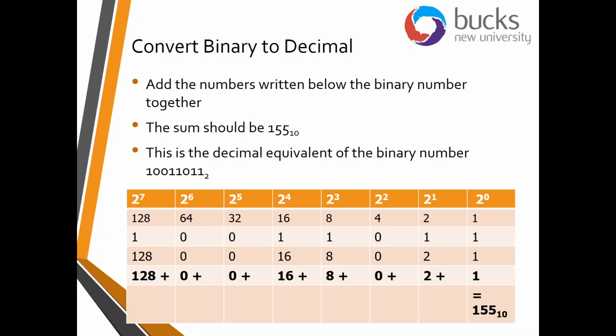What we then do is add the numbers written below together. So the sum that we end up with in this particular case is 128 plus 0 plus 0 plus 16 plus 8 plus 0 plus 2 plus 1, which gives us 155 in the decimal.